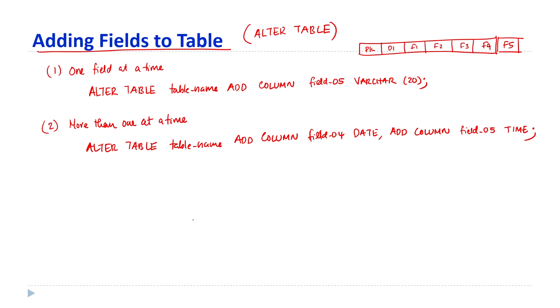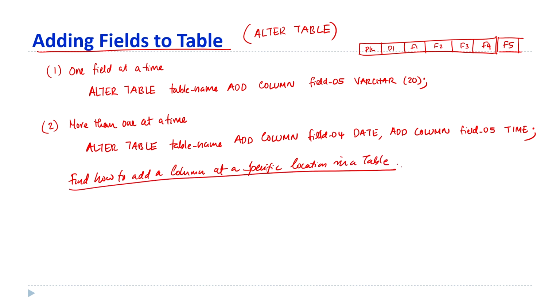You can specify a specific location, add column field 4 after a particular column, we can give that also. But find out how to add a column at a specific location in a table. You are supposed to find out how this is done using alter table only, but I request you to figure this out by yourself. So, this is the alter table command.